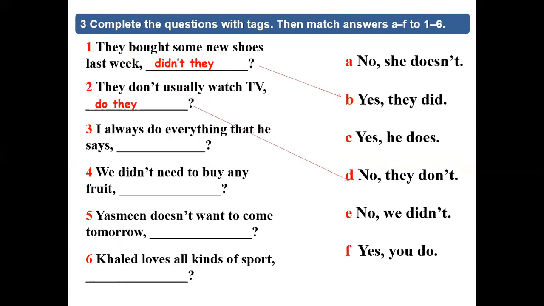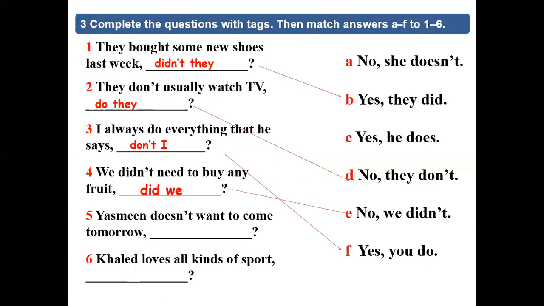No, they don't. I always do everything that he says. I always do. Do. Okay. So we derive from it don't. We don't derive, I mean the positive, we make it negative. We made it negative. Don't I? Yes, you do. We didn't need to buy any fruit. Did we? Did we? No. No, we didn't.